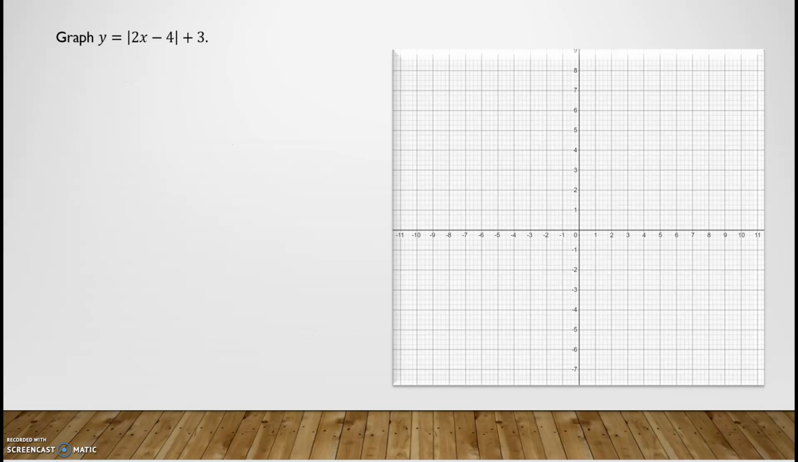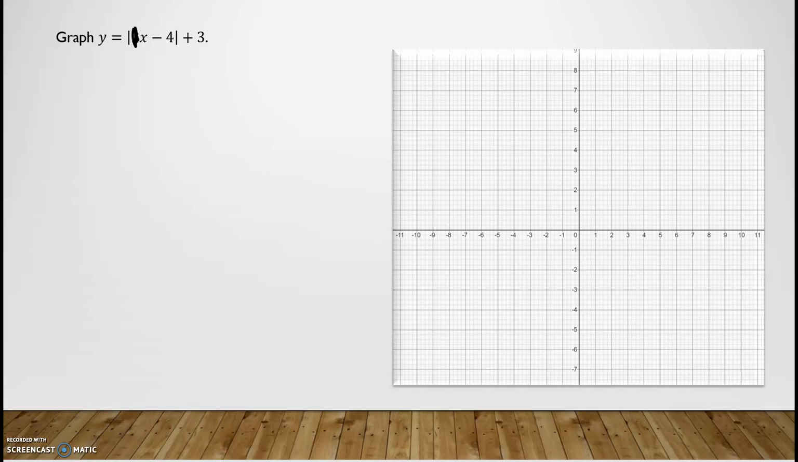Okay, now we're going to graph y equals absolute value of 2x minus 4, plus 3. So I'm going to create a t-table. Now the only reason I'm doing that is because of this 2 right here. Now if we didn't have that 2 right there, if we just had x minus 4 plus 3, so let's mark that out. That was just x minus 4 plus 3.